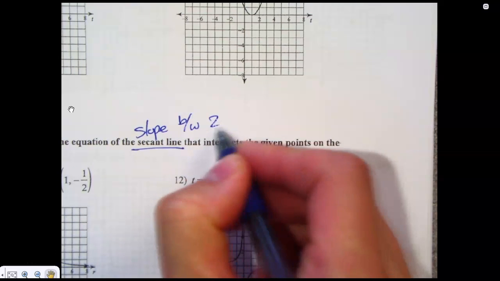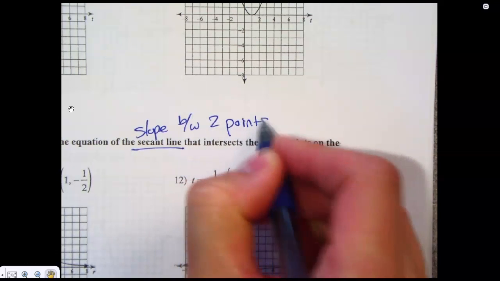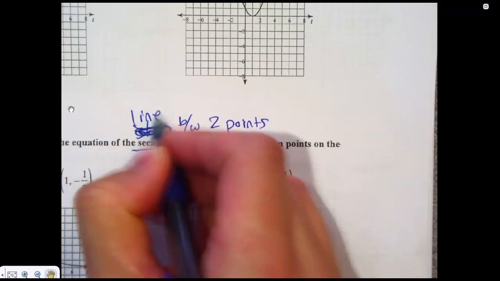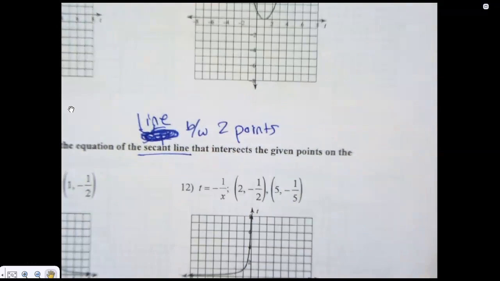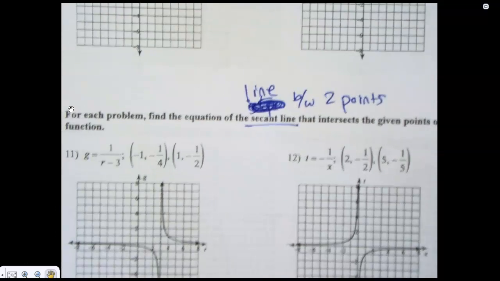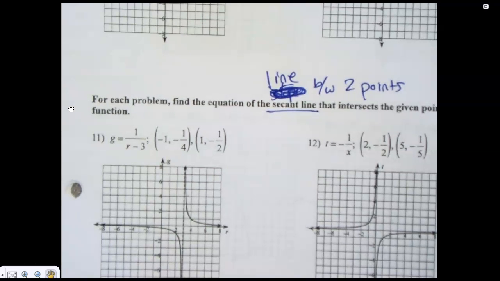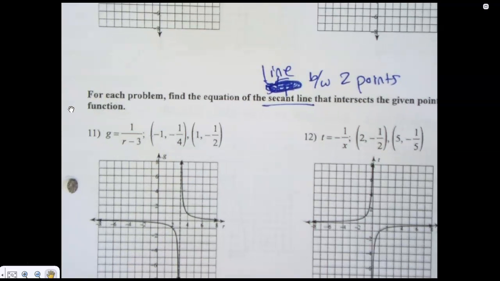Secant line is the line, not slope, the line between 2 points. The tangent line is the line at 1 point. Secant's 2 points, tangent's 1.